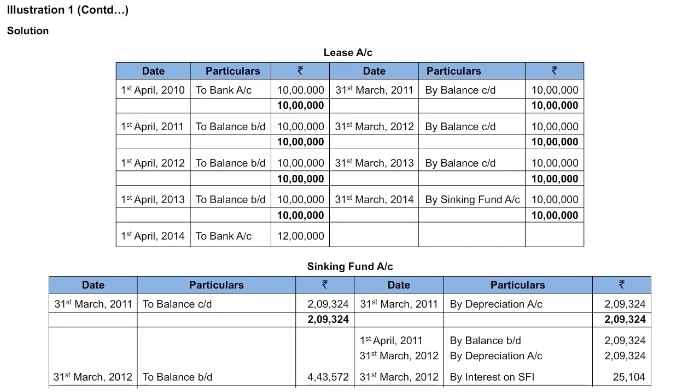Then at the end of the year you will keep aside the amount for depreciation, and they are saying for 1 rupee we need to invest 0.209234 every year. So for 10 lakhs, how much? It will be 10 lakhs into 0.209234. So 209234 is going to be your depreciation amount each year. So the entry will be depreciation account debit to sinking fund account. So on 31st March year end, depreciation account to sinking fund account.